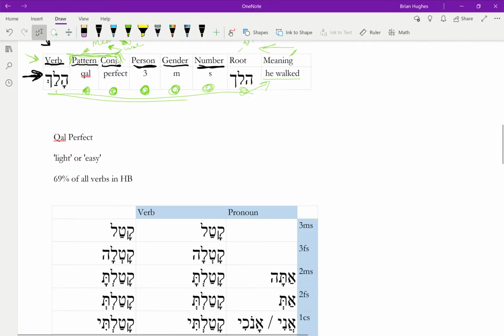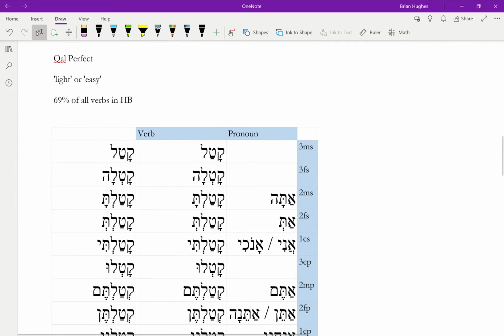Okay, so now we're going to introduce the first pattern and conjugation. So you're going to learn the Qal pattern and the perfect conjugation. Qal means light or easy. It's the most common verb pattern in the Old Testament. So when in doubt, choose Qal.